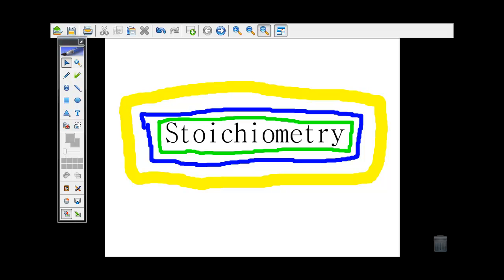You might find a teacher here or there who would say stoichiometry, but I've always thought that sounded kind of funny, so I say stoichiometry. Reading from your textbook, stoichiometry comes from the Greek words stoichion, meaning element, and metron, meaning measure. Cool, huh? Little history lesson.